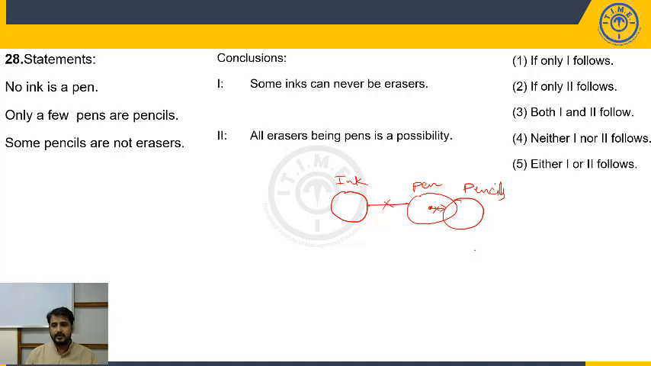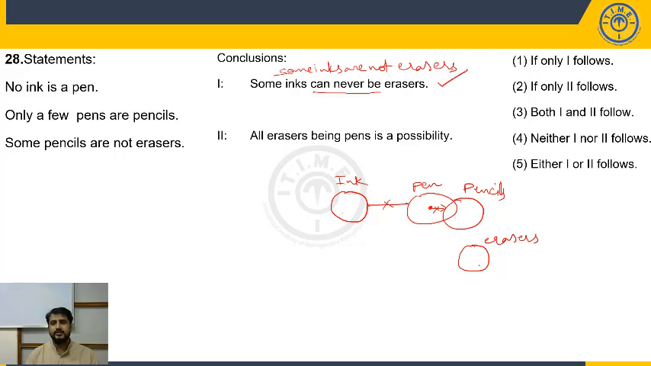Some pencils are not erasers. So here will be the basic diagram. Some pencils are not erasers, disjoint sets. There can be some relation, but the minimum intersection will be 0. Next, some inks can never be erasers is as good as some inks are not erasers. So some inks are not erasers, yes.